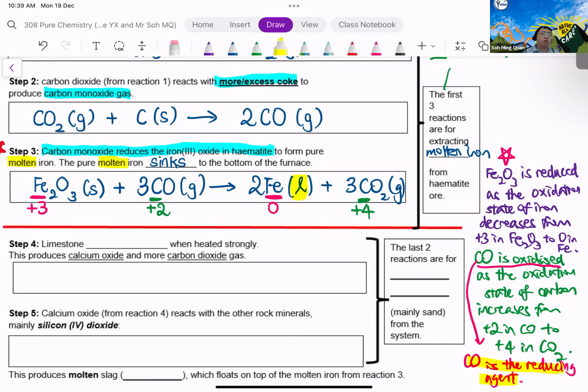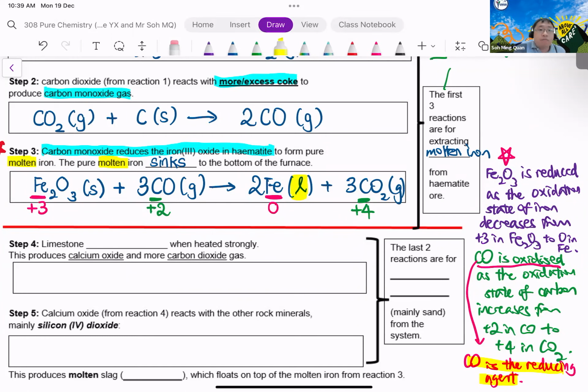Now you might be thinking, why do we need to have 2 more reactions? Don't we already have iron? Isn't the objective already met? I got iron, right? From the blast furnace. At the end of step 3, you already have pure molten iron. You have the molten iron, it's good enough.